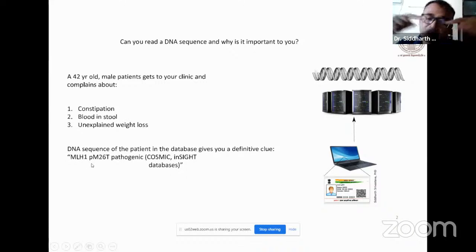DNA is nothing but a string of A, T, C, G, four letters which repeat again and again. So there is a change at the 26th position where the amino acid methionine converts to threonine, and this change is pathogenic, confirmed by two databases, COSMIC and InSiGHT.